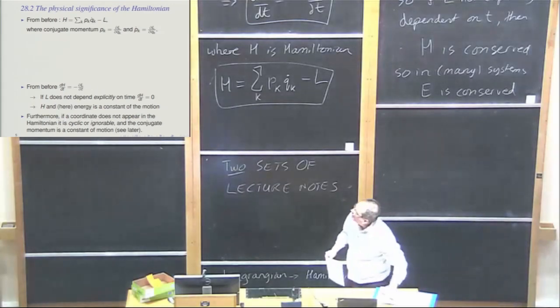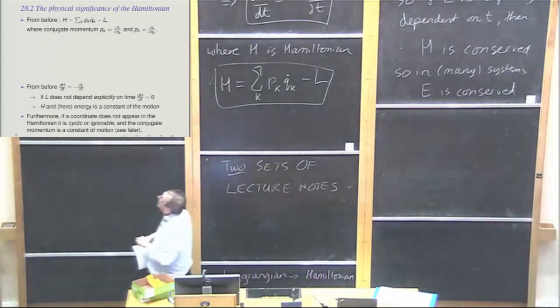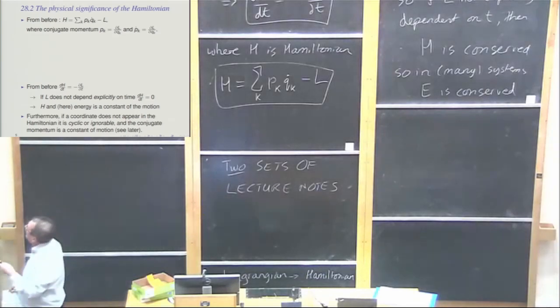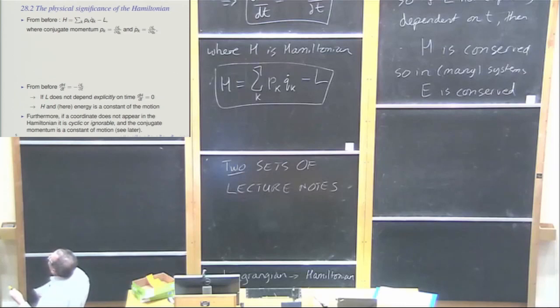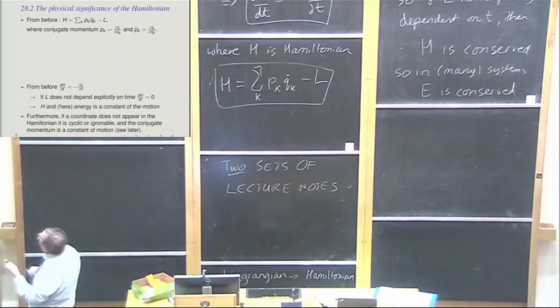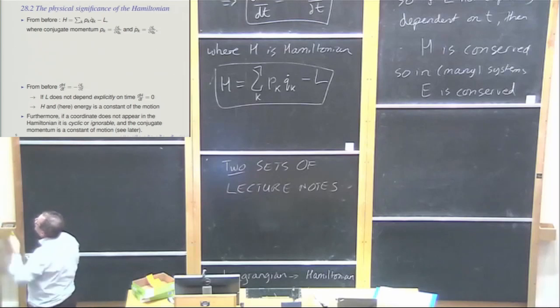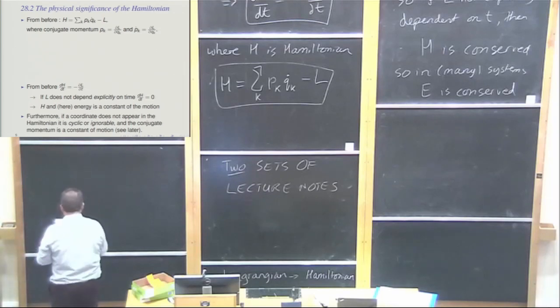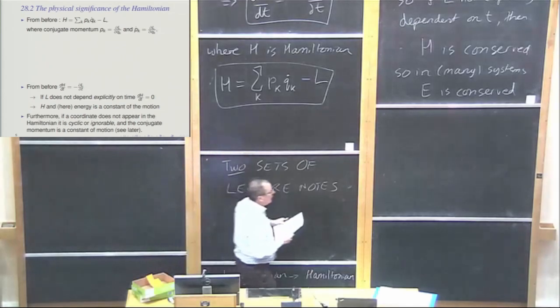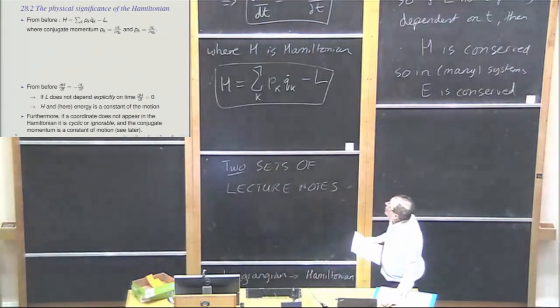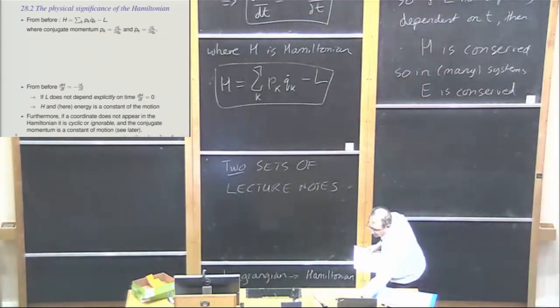One other remark is that you can deduce other conserved quantities from looking at the Hamiltonian. For instance, if a coordinate does not appear in it, then that coordinate is cyclic or ignorable, and the conjugate momentum is a constant of motion. We've already seen this for the Lagrangian. It's equally true for the Hamiltonian, and that will be borne out shortly when we derive Hamilton's equations.